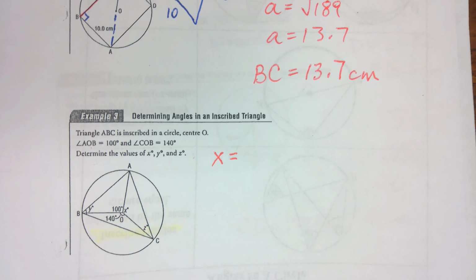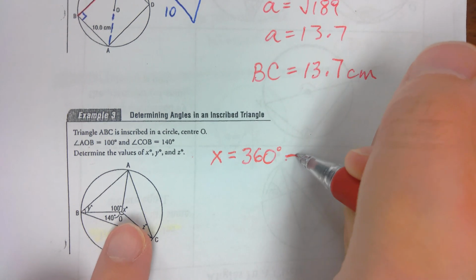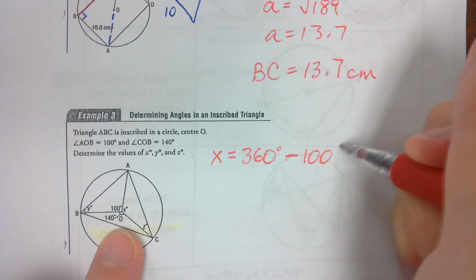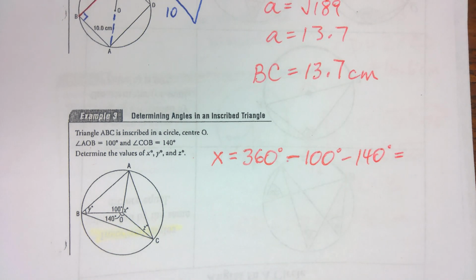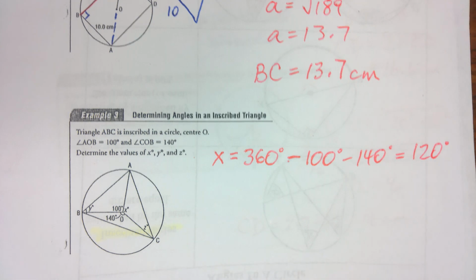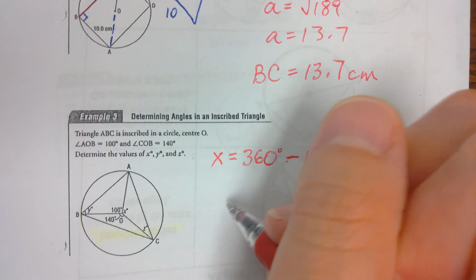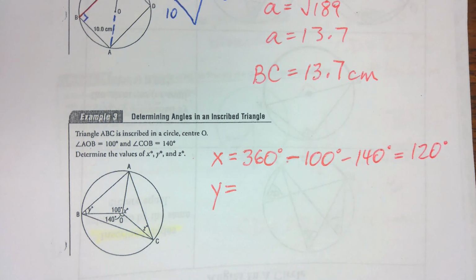Okay, how many degrees is a circle? Zoe? 360, right? So if I know two parts of the circle, 360, take away 100, take away 140, that means X is 120. Okay. Y, angle Y. Okay, this is a little tricky.